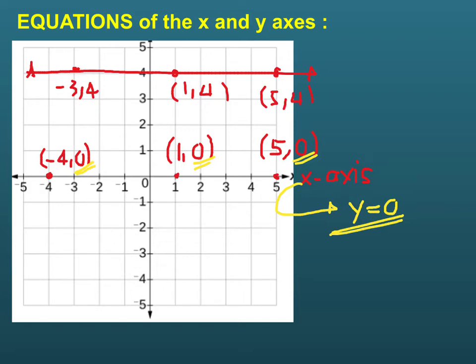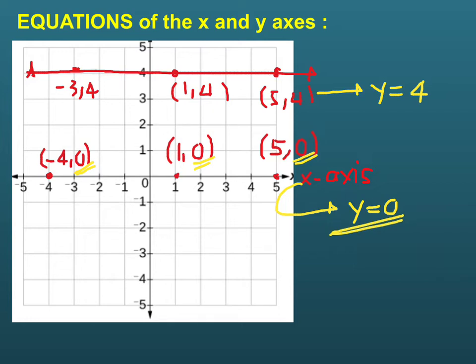Do you think we can also find a pattern in what is happening in all the points along this line? Will there be a common value for y? And that common value is 4. So this has an equation of y equals 4.